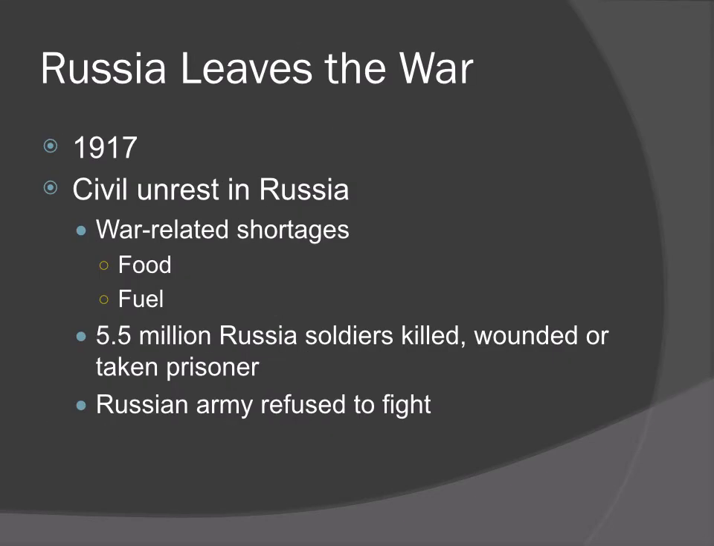At this point in time, in 1917, Russia ended up leaving the war. They had a lot of civil unrest. There were a lot of war-related shortages, a lot of people without food, a lot of people without fuel. 5.5 million Russian soldiers were killed, wounded, or taken prisoner, so they were a little tired, and the Russian army refused to fight. So they left, and Russia had its own civil war shortly after.